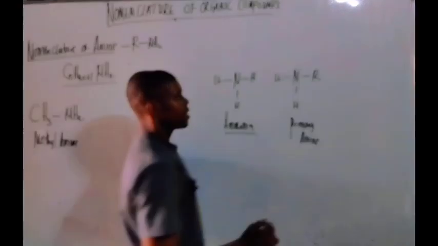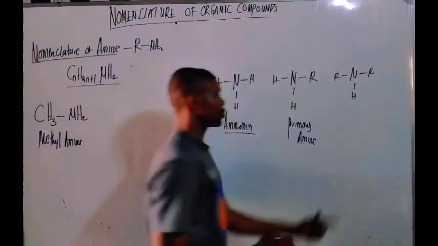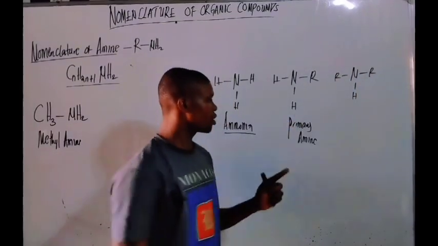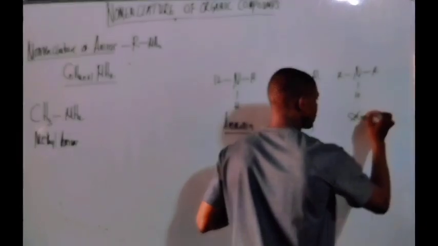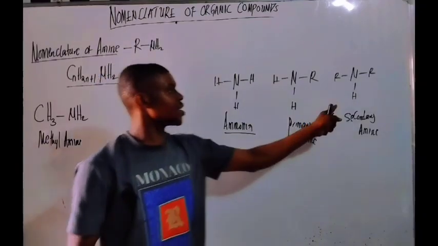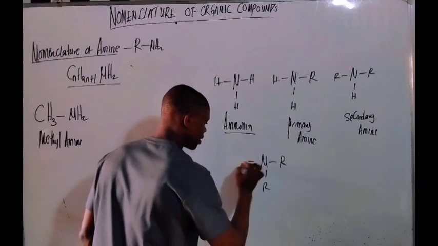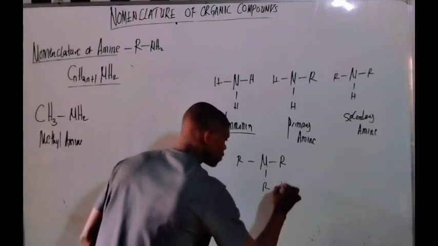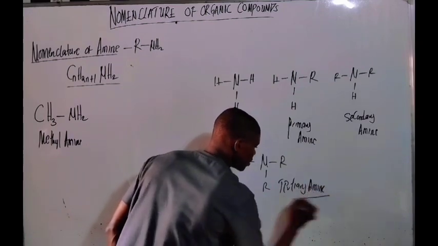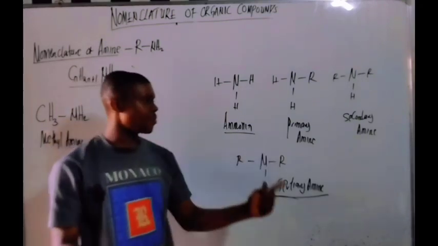Now, if it's two, it's okay. So if this nitrogen is carrying two alkyl groups, this is going to be a secondary amine. That is it. Now if it's carrying three, so you have this one here: N, R here, R here, R here. It's called a tertiary amine. So you have to identify the three types of amine: primary amine, secondary amine, or tertiary amine.